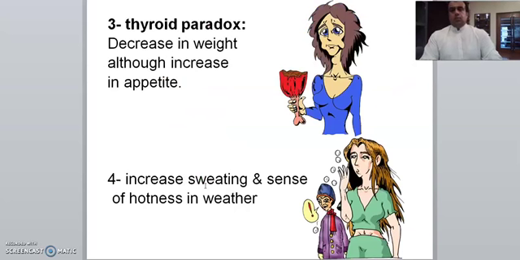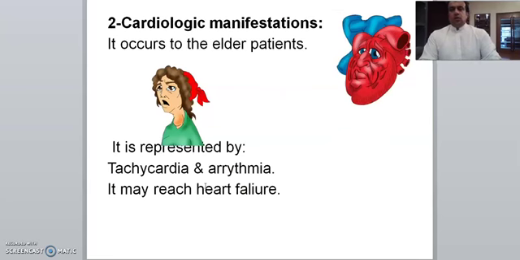the pulse would be irregular, which is a classical sign of thyrotoxicosis. The other disease in which there is an irregular pulse is atrial fibrillation. And tachycardia is an increase in the pulse.